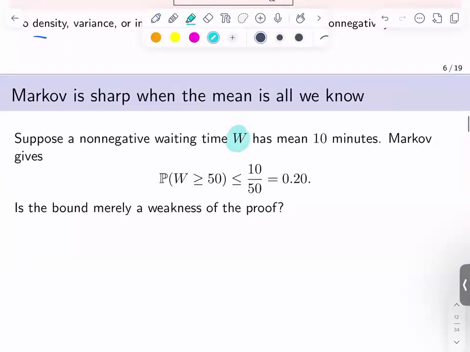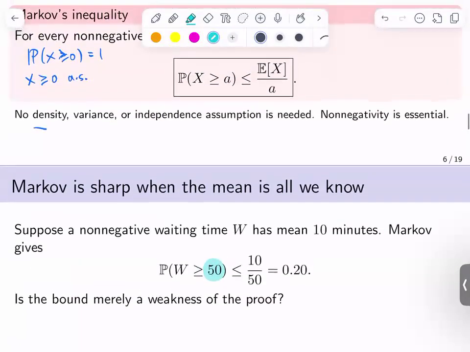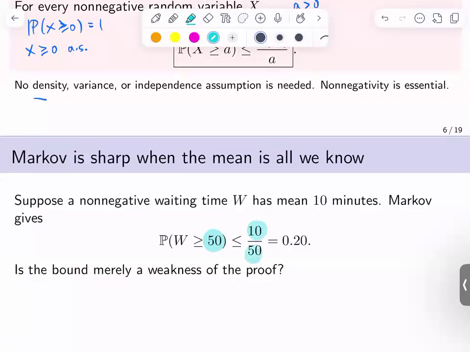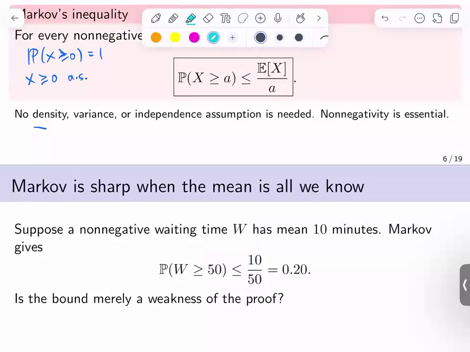You have a non-negative waiting time. So W is waiting for something and it's random, with mean 10. Markov inequality tells you this bound. So what is the chance that I have to wait more than 50 minutes? Markov inequality tells you that if the expectation is 10, this would be 10 divided by 50. So it's 0.2. There's a 20% chance that you have to wait more than 50.